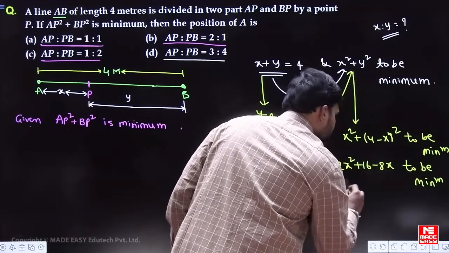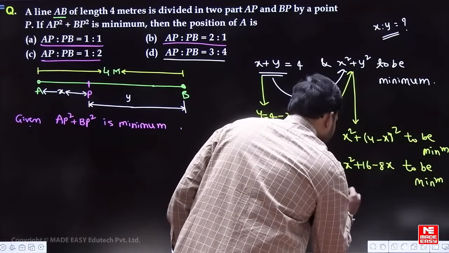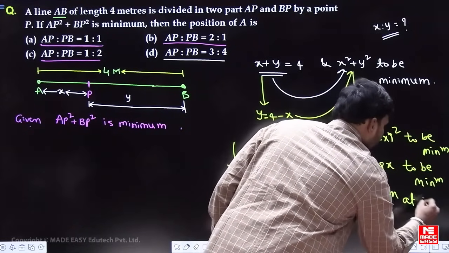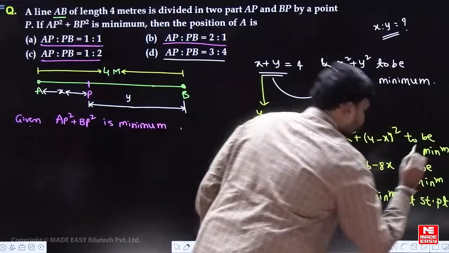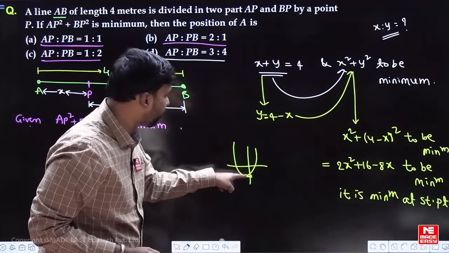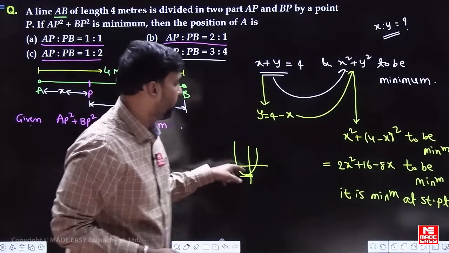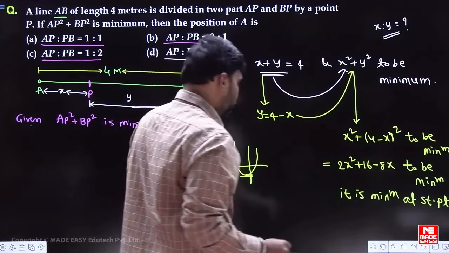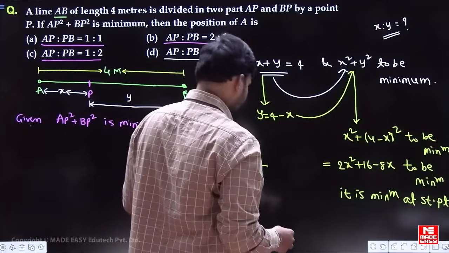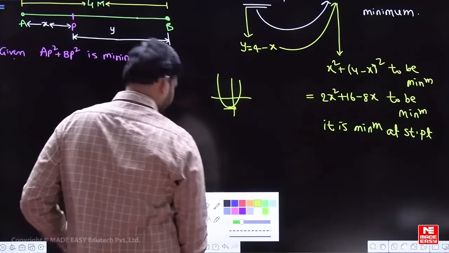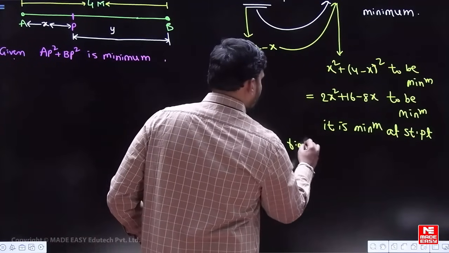So I can say this function is minimum at the stationary point, because this is the stationary point, beta, where this parabola is getting minimum. Correct or not? तो हमें स्टेशनरी पॉइंट निकालना है. सो स्टेशनरी पॉइंट निकालने के लिए हमें क्या करना है? लेट्स डू समथिंग हियर. So find the stationary points.